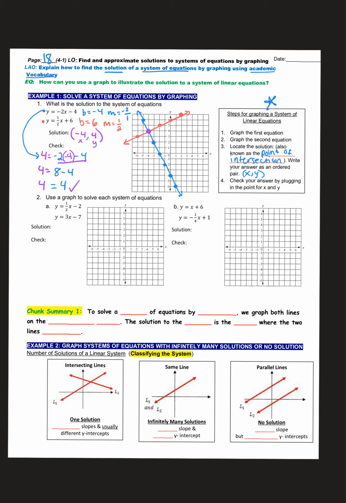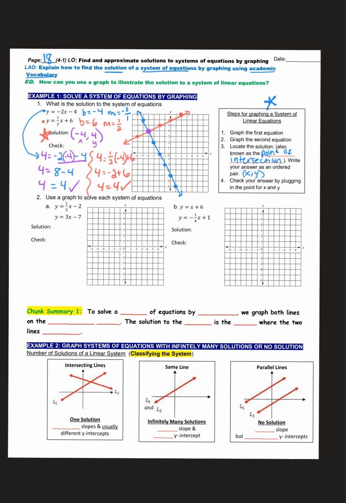So we're going to have 4 equal to 1/2 of -4 plus 6. And half of 4 is 2, and a positive times a negative is a negative, so I get -2 plus 6, and -2 plus 6 is indeed 4. And since it works out for both, this is correct, and that is our answer.